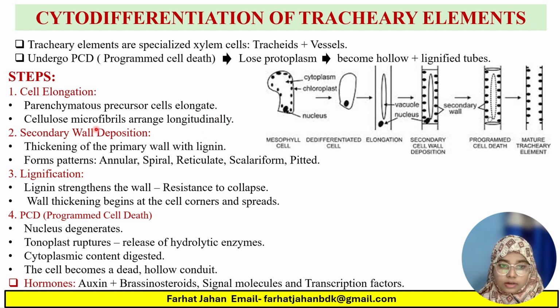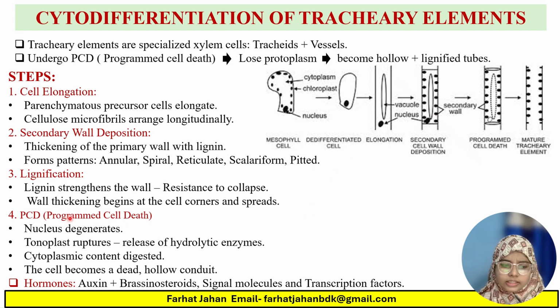Then the secondary wall thickening takes place. Lignin is deposited in specific patterns like spiral, annular, reticular, scalariform, and pitted form. Then the lignification takes place. The wall becomes heavily lignified, making it rigid and waterproof so that it can easily transport the water. Lignin strengthens the wall to resist collapse, so that the cell does not collapse easily, and wall thickening begins at the corner and spreads. First it starts from the corner, then it spreads to the whole wall.